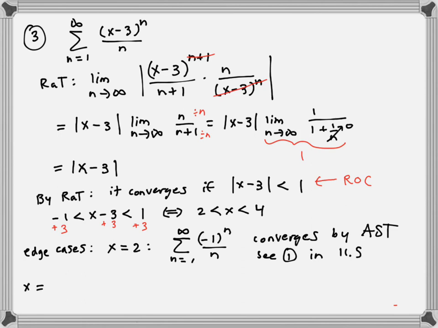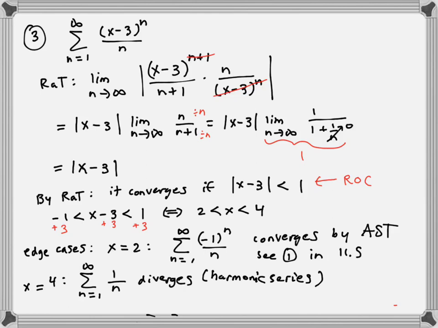What about x equals 4? If I plug 4 in, we actually end up with 1 to the n, which is just 1, so it's 1 over n, and we know that this guy diverges. Remember, this is the harmonic series, so we're allowed to just say that it diverges. Okay? So we tried the two edge cases. It converges here, and it diverges here, so we're ready to write down the IOC.